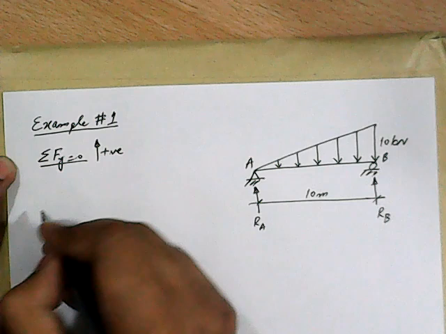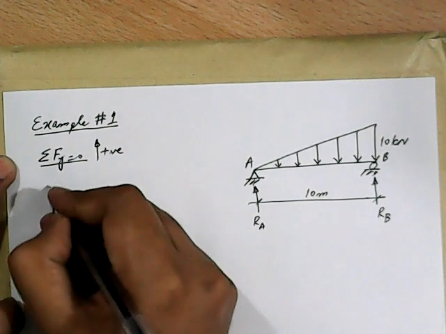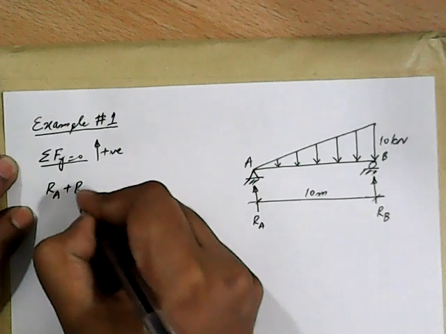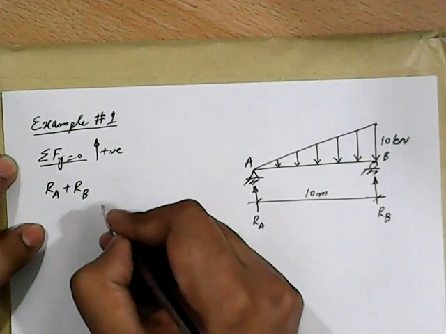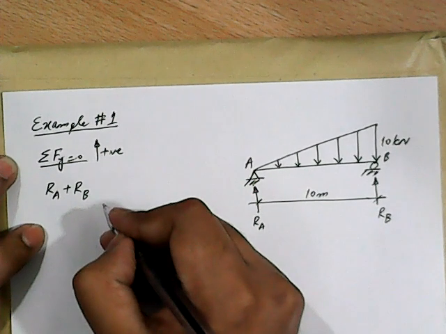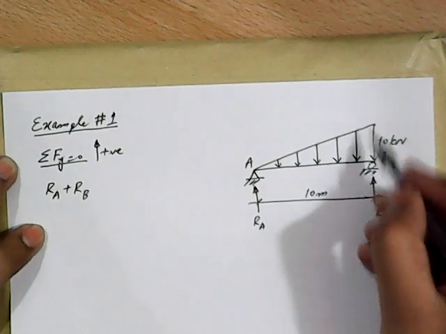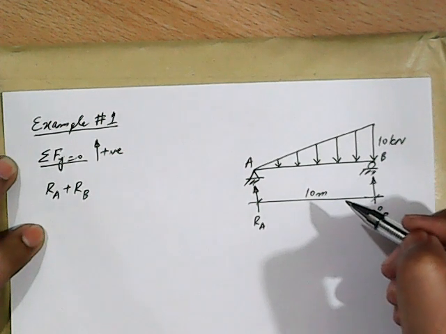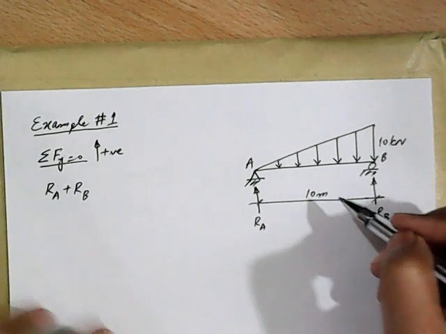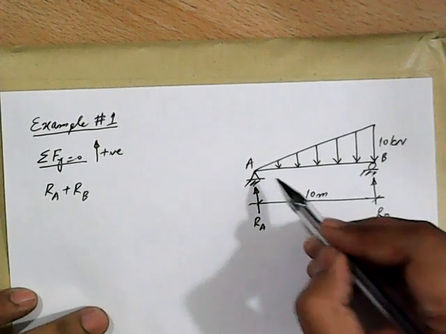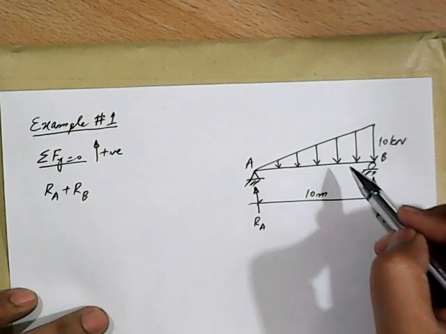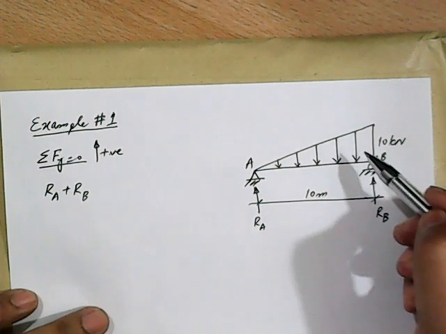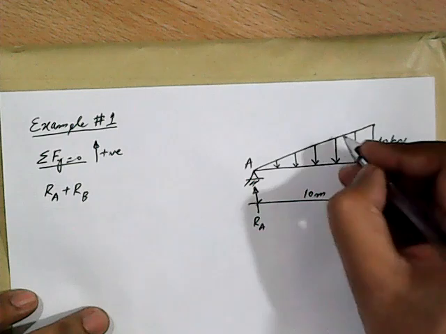So how many upward forces are there? RA acting in the upward direction, so it's positive, plus RB. We have assumed these reactions to be in the upward direction, so both are positive. And then this VDL is acting in the downward direction. As we discussed in our first class, the resultant of VDL passes through the centroid of the triangle, and its direction will be downward in this case because the load is acting downward.